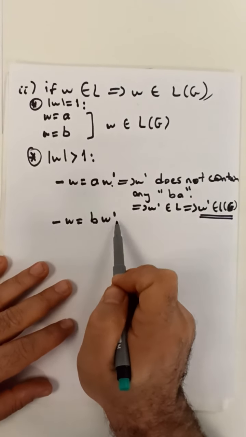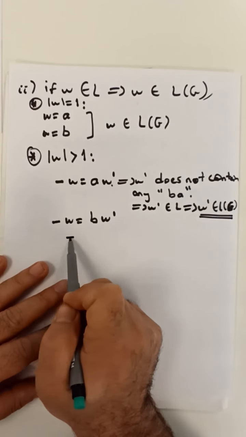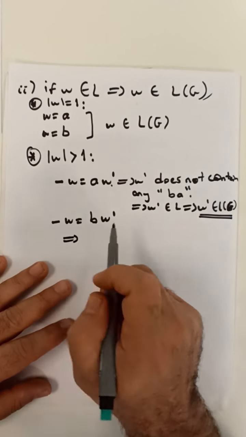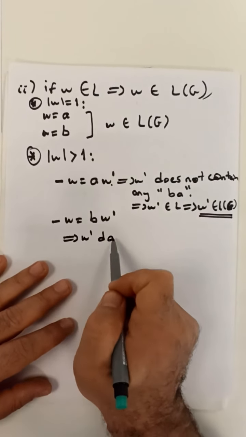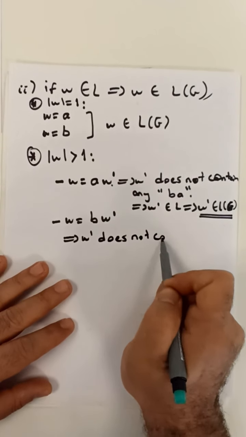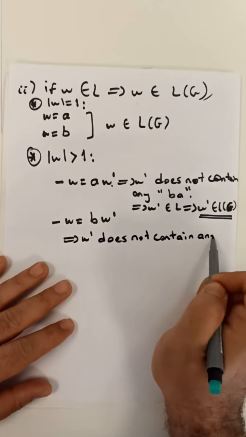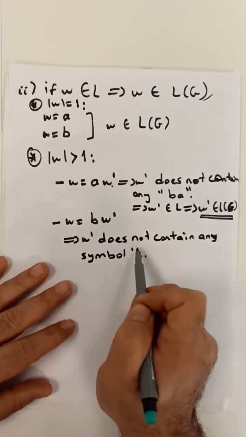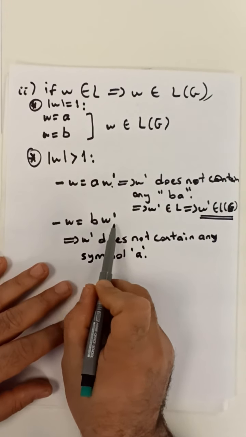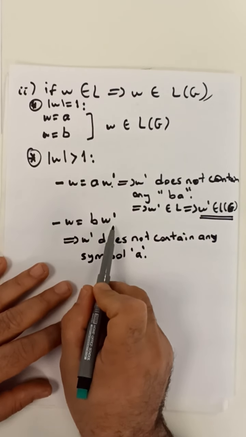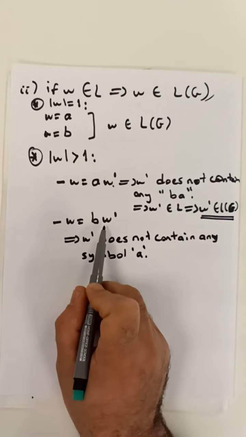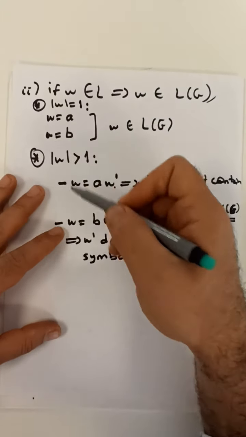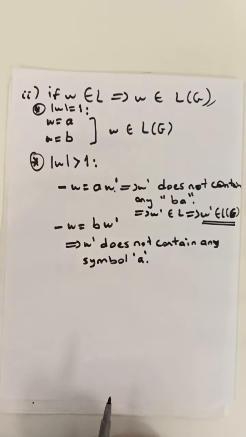For the second case, if the string W starts with a B followed by some string W prime, what can we claim about W prime? In this case, we can even claim something stronger. We can say that W prime does not contain any symbol A. Because if W prime contains a symbol A, you will see the occurrence of the substring BA in the string W, which shouldn't happen because we want string W to belong to the language L.